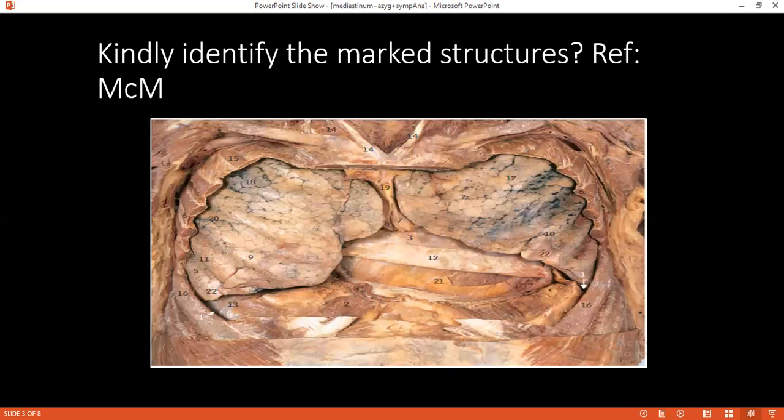Can you please tell me what are the structures that pass through the hilum of the lung? The pulmonary artery, pulmonary vein, the bronchus, bronchial artery, and bronchial lymph node. Okay. How many bronchopulmonary segments are there in each lung? In the left it will be 9, in the right it will be 10.